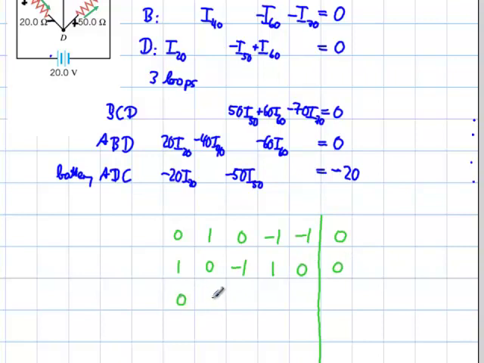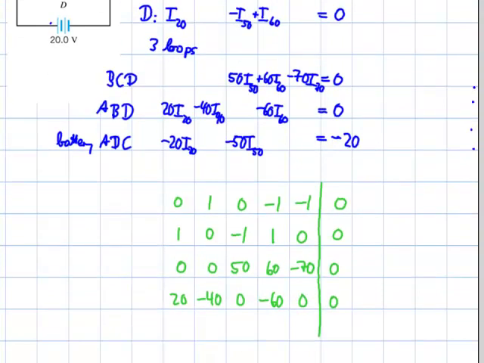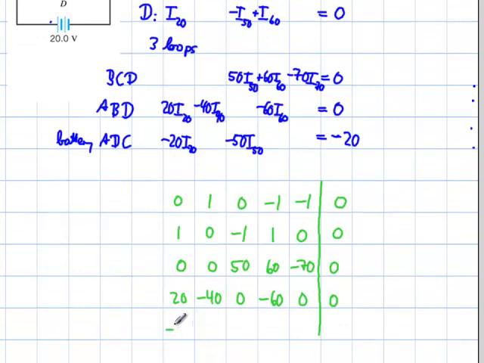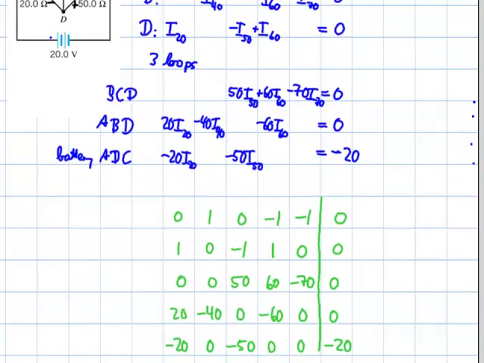And then for the loops, 0, 0, 50, 60, negative 70, 0, 20, negative 40, 0, negative 60, 0, 0, and I scroll this a little up, negative 20, 0, negative 50, 0, 0, negative 20. Of course, somebody could say on the last one I might as well get rid of the 0 negative on each one of these, but oh well.